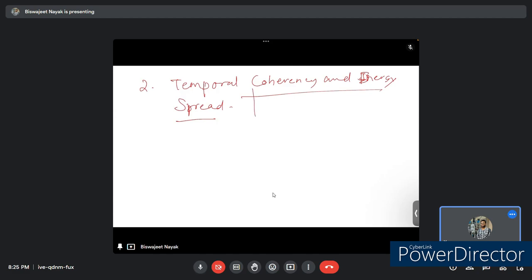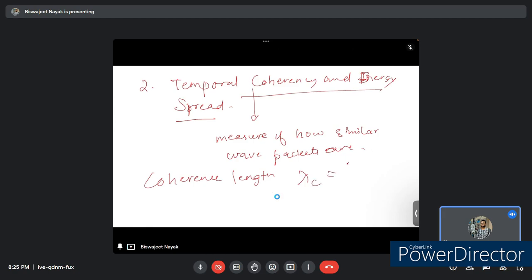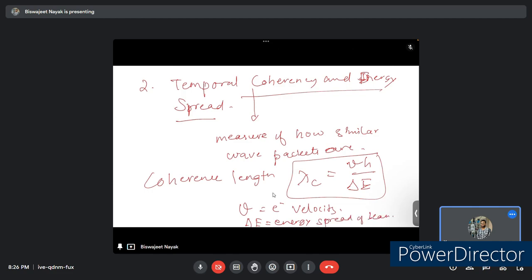So this temporal coherency is a measure of how similar the wave packets we are considering are. If we consider all identical wave packets, then they have the same coherence length. This coherence length is given by vh by delta E, where v is the electron velocity, delta E is the energy spread of the beam, and h is Planck's constant. This means we must have a stable power supply to the source and a stable high voltage supply so that all electrons have a small delta E, giving a well-defined wavelength.